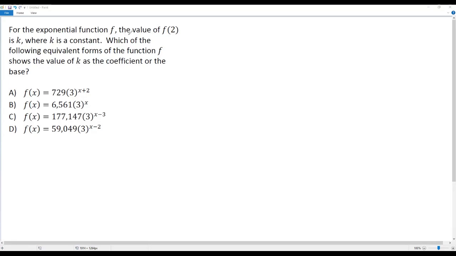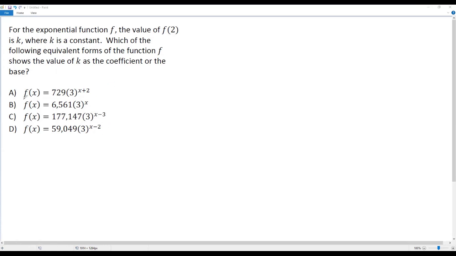Here we have a SAT math problem. Okay, let's go to the question. For the exponential function f, the value of f of 2 is k, where k is a constant. Which of the following equivalent forms of the function f shows the value of k as a coefficient or the base? Okay, to get the value of k, we have to plug in 2 for x in each of the functions in the answer choices over here.